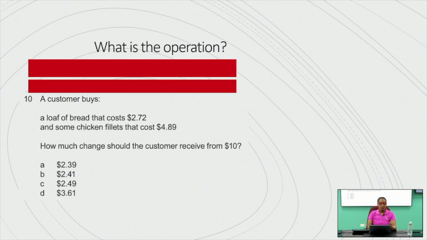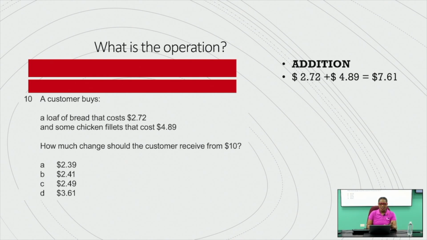And again, we're talking about what operation is being required here. The question reads, a customer buys a loaf of bread that costs $2.72 and some chicken fillet that costs $4.89. How much change should the customer receive from $10? Now, clearly, this is not Jamaican money, so you know this is US or pounds, because nothing we have in our country costs $7 or $2 and any cents.